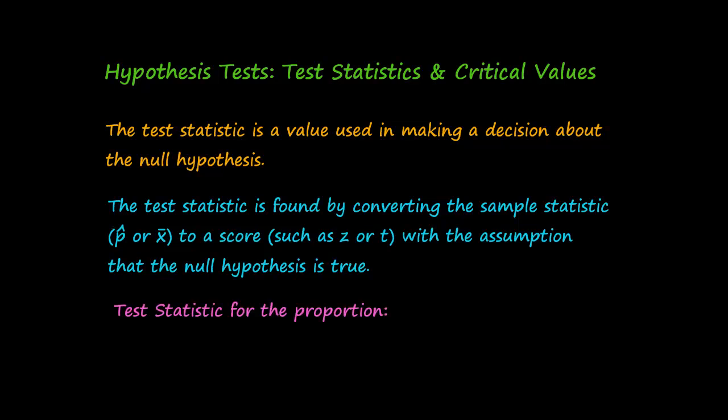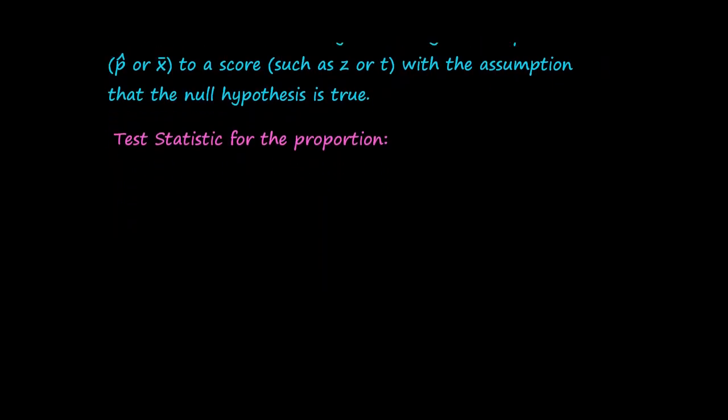The test statistic for the proportion is this formula. So for the proportion, we said it's z. We take our sample statistic p-hat, subtract our p from our null hypothesis, divided by the square root of pq over n. Okay, that's how we compute the test statistic for the proportion.